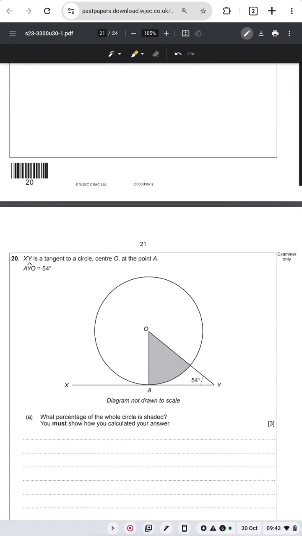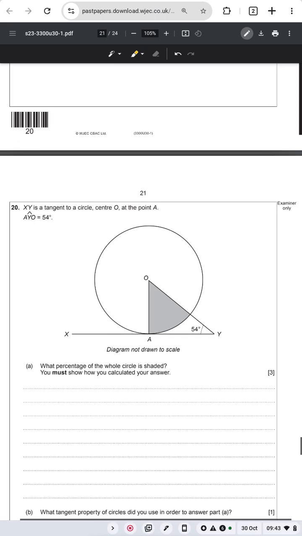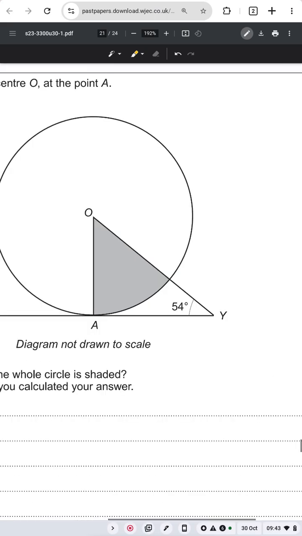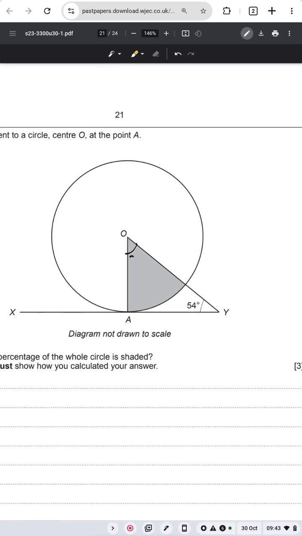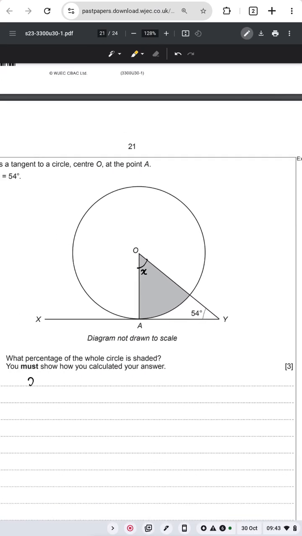Finally, we have XY is a tangent to a circle with O at the centre and point A. YO is equal to 54. What percentage of the circle is shaded? You must show how you calculated your answer. So first of all, I'm just going to call this value here x. So x is equal to 180 minus 90 minus 54, which is equal to 36 degrees.